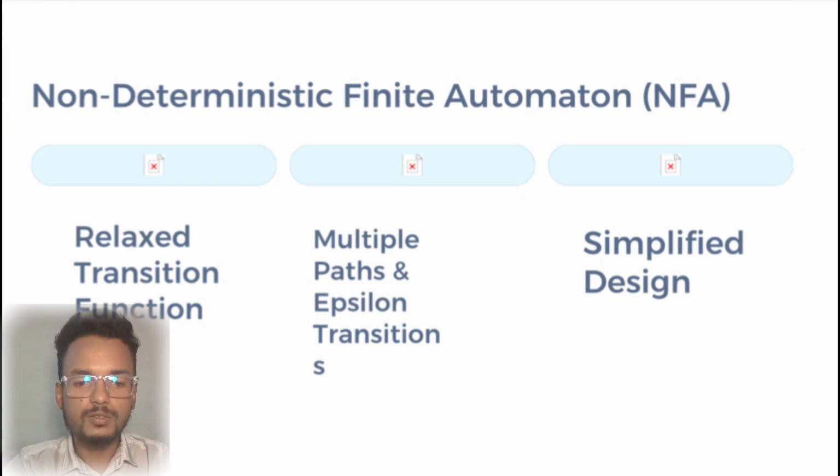But the main difference is, for the same state and input, an NFA can move to multiple states. It can also have epsilon transitions, which do not consume any input. Because of this flexibility, NFAs are often easier to design, but internally they can be converted into an equivalent DFA. So, in summary, we say DFA has exactly one path for each input. NFA can have multiple paths and epsilon transitions. Both recognize the same class of languages.